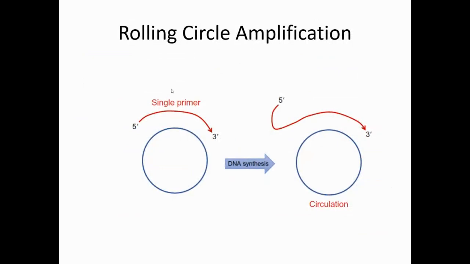Rolling circle amplification uses a strand-displacing DNA polymerase to continuously amplify a circular DNA template at constant low temperature, producing a long DNA molecule with tandem repeats of the circular template. So that's RCA amplification.